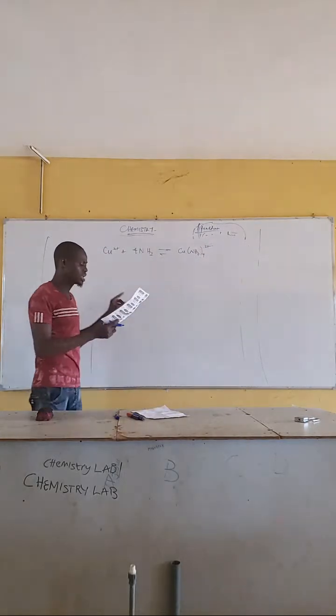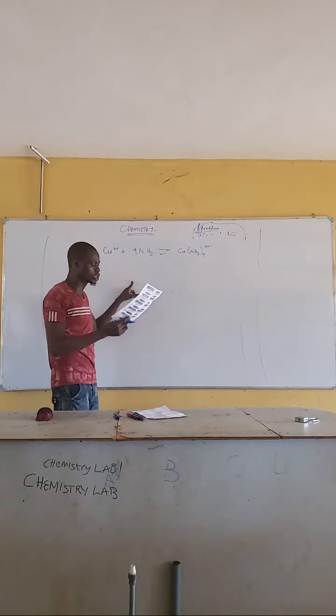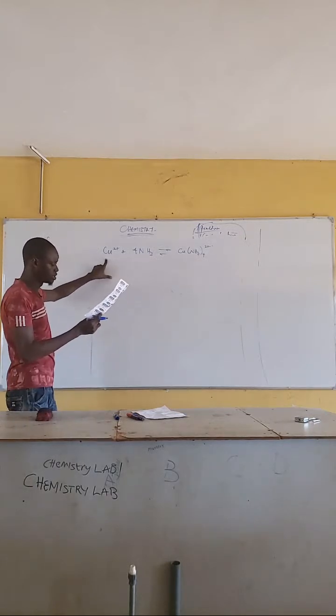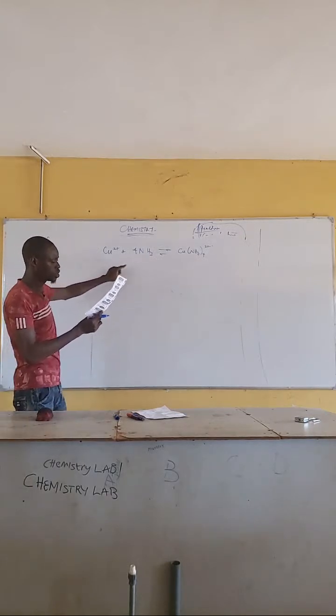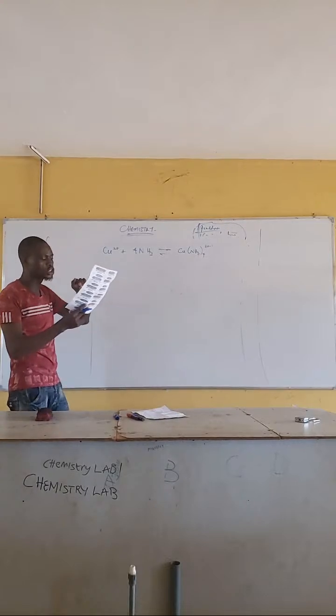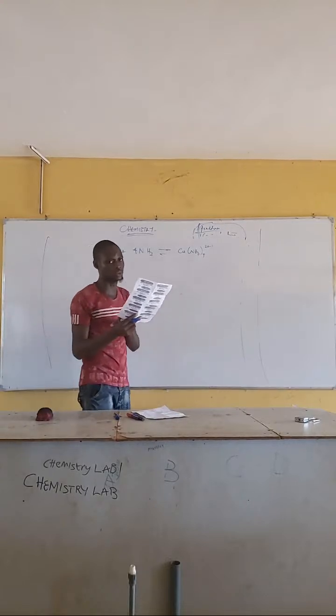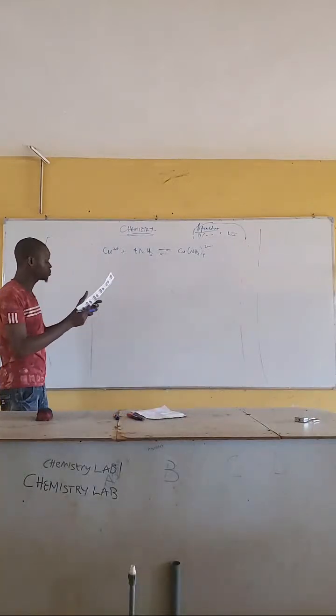Now, when ammonia solution is added to an aqueous solution of a copper(II) salt, the equilibrium below is established. Which of the following conditions will not affect the position of equilibrium?